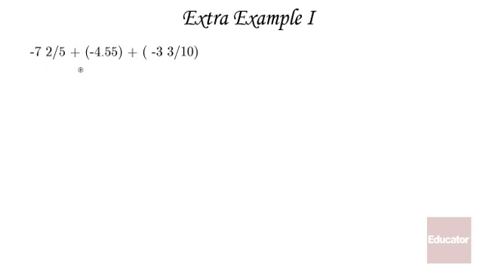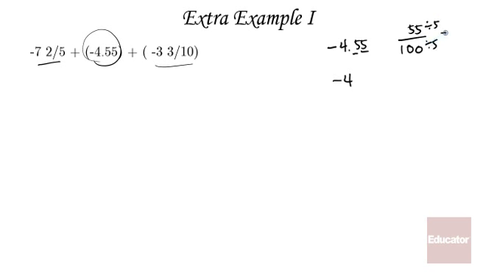Let's try adding these 3 rational numbers, and I'm going to, since these two are already in fractions, take this and change it into a fraction. So negative 4.55. Negative 4 is my whole number out front, and to change 55 into a fraction, I'm going to put 55 over 2 decimal places, so 2 zeros and 100. I'm going to divide by 5 here so that I can simplify my fraction to make it easier to work with. 55 divided by 5 is 11, and 100 divided by 5 is 20. So I've created negative 4, 11 over 20.